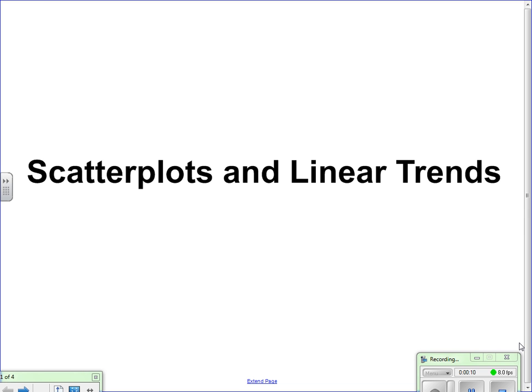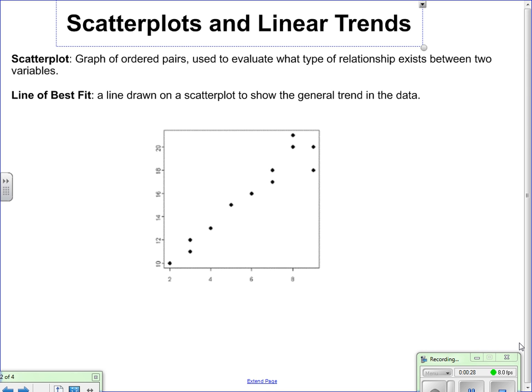So, when we look at data in the real world, it becomes very important to try to understand relationships in that data. Collecting and analyzing it is necessary, and it can help us to understand how variables are related to each other. So, to better understand how variables are related, we can graph data relationships into what's called a scatter plot. A scatter plot is a graph of ordered pairs, and it's used to evaluate if there's a type of relationship that exists between two variables.